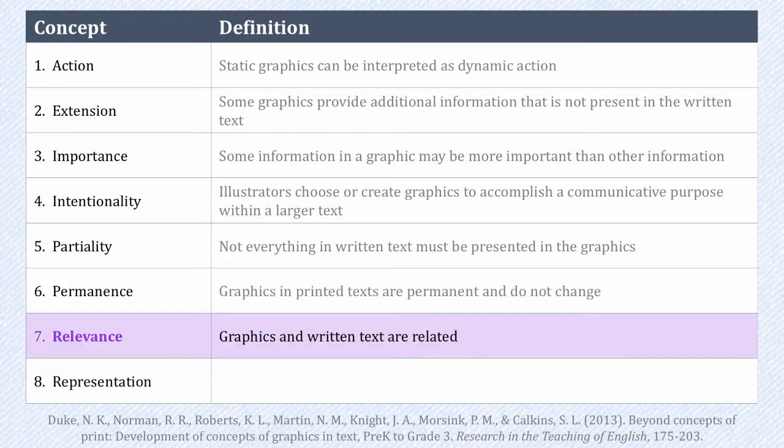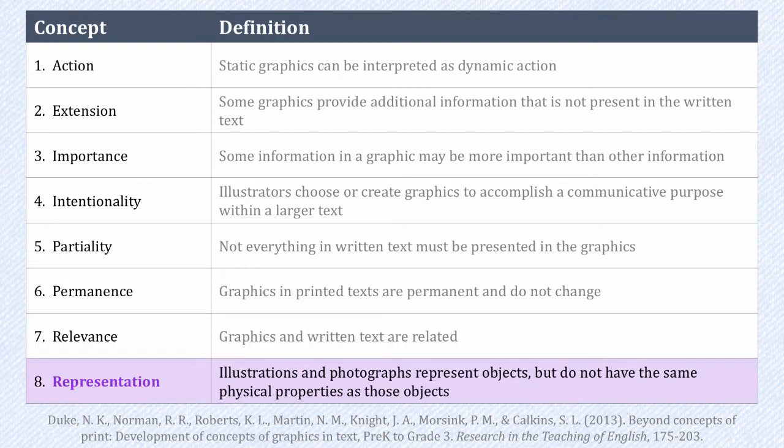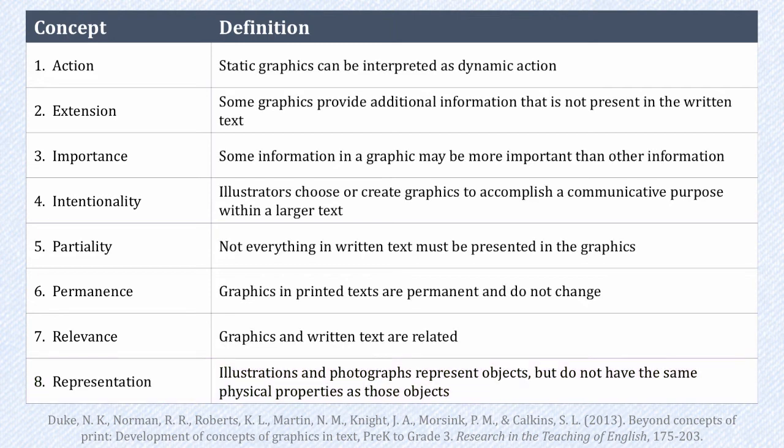The seventh concept about graphics is relevance. And that's simply the idea that graphics and written text, when they're presented together, are probably related to one another. And finally, we have the concept of representation. And this is the idea that illustrations and photographs represent objects, but they don't have the same physical properties as those objects. And we saw that in the earlier pictures of the infants. Those infants did not understand that those pictures of the bottles could not be used or touched or manipulated in the same way that a real world bottle can be. So there you have it, the 8 concepts about graphics.